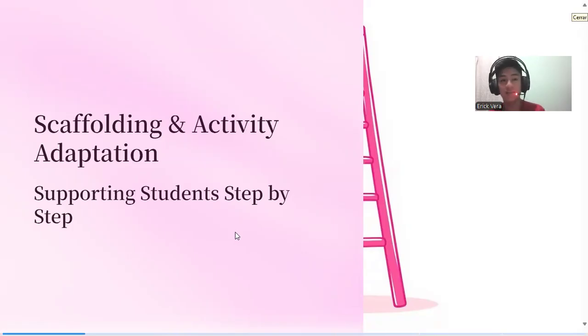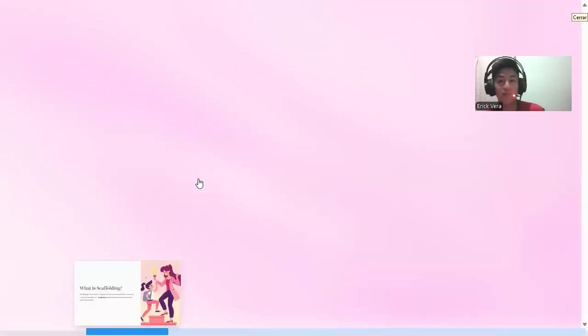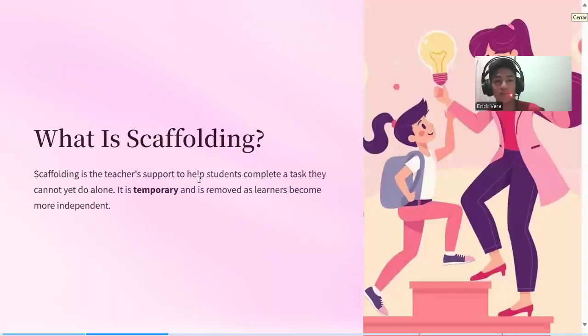What is scaffolding? A method or practice of adapting an activity, supporting students step by step. That is the key concept of scaffolding: provide assistance to the students, but within a certain process. Let's discover what those processes are. But firstly, we need to understand what scaffolding is.